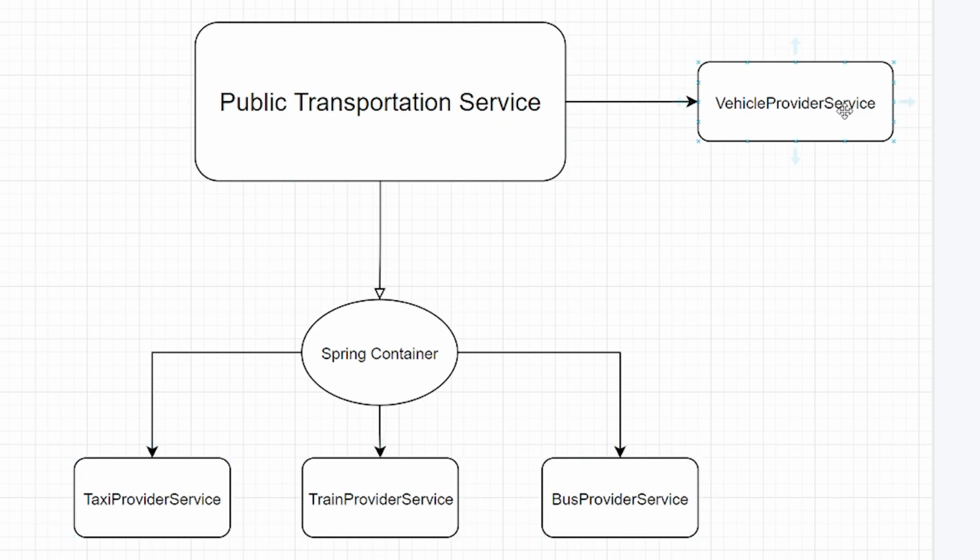So these are going to be beans as well. Your vehicle provider service interface is not going to be a bean itself. It's simply defining the contract of what a vehicle provider service should do. But these classes here should be beans themselves, because of course, to inject a dependency into a client bean, you have to have the dependencies themselves as beans, right? So just have these beans present within your Spring container, and Spring will handle injecting them into the public transportation service.